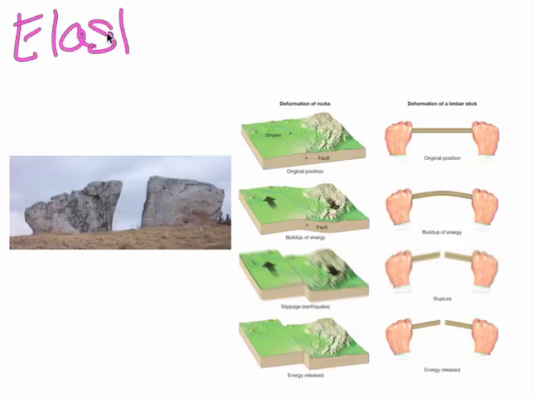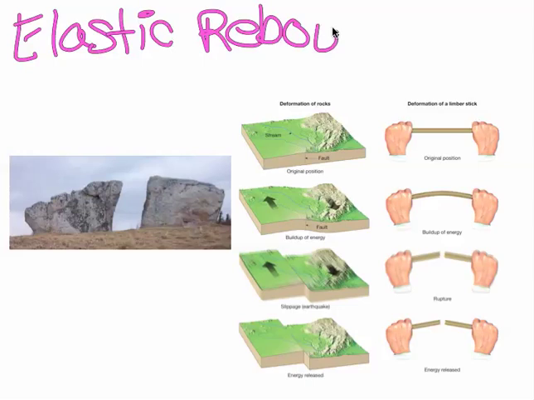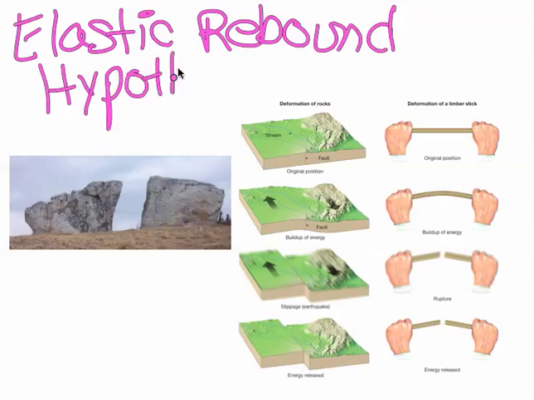The elastic rebound hypothesis is what we're going to be covering today. Most earthquakes are produced by the rapid, so quick, release of elastic energy stored inside of rock that has been subjected to great forces. So for example, we have this picture of a rock right here. Pretend that this is still a whole rock.